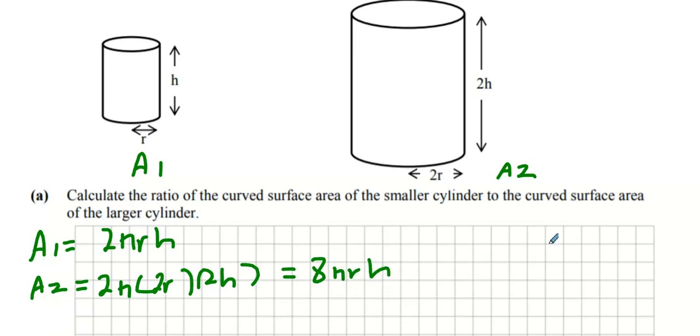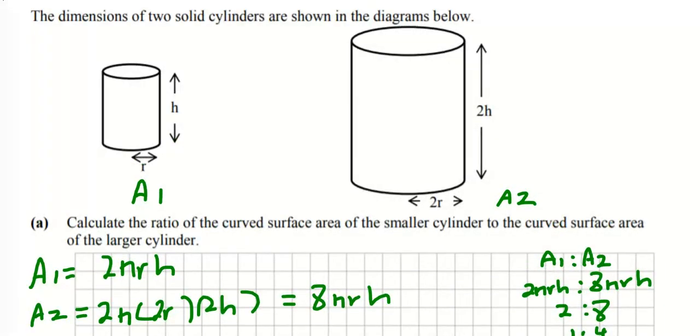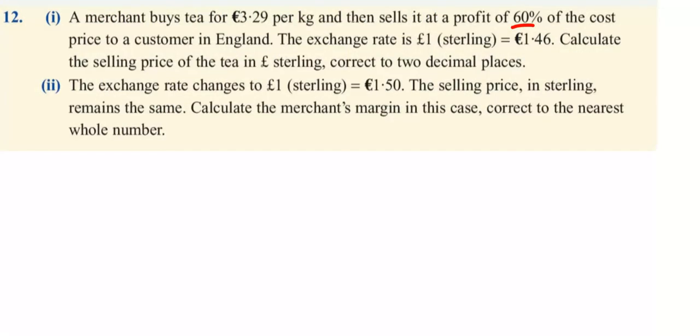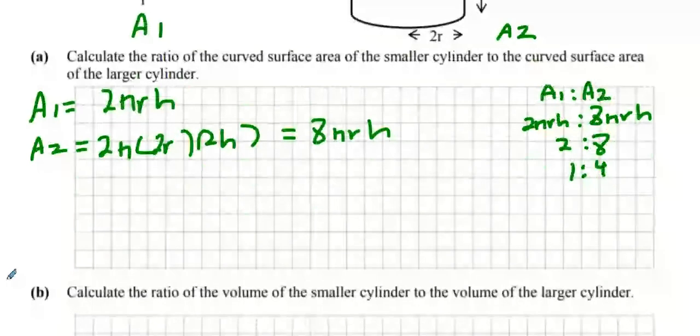And the ratio of the smaller one to the larger one is 2 pi RH is to 8 pi RH. Knock off pi RH on both sides, it's 2 to 8, which is 1 is to 4. Okay, so that's question A done. Is there a part B to that?